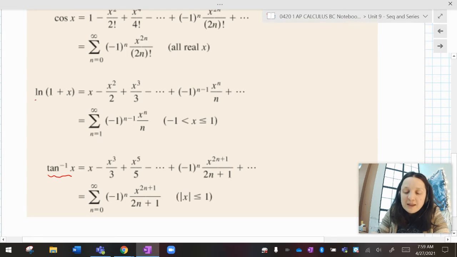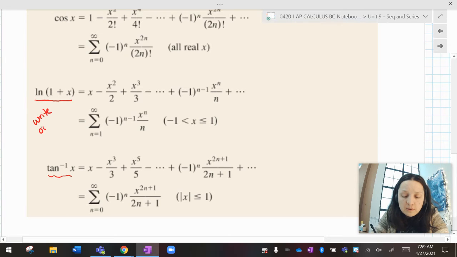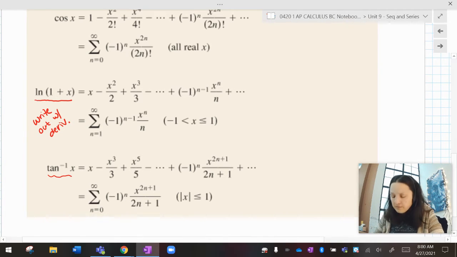And then last but not least, ln 1 plus x. I don't even memorize this one. Honestly, I do ln 1 plus x by just writing it out, by taking the derivatives, and then I figure it out that way. For me, it's just easier. Okay, otherwise I always forget something.